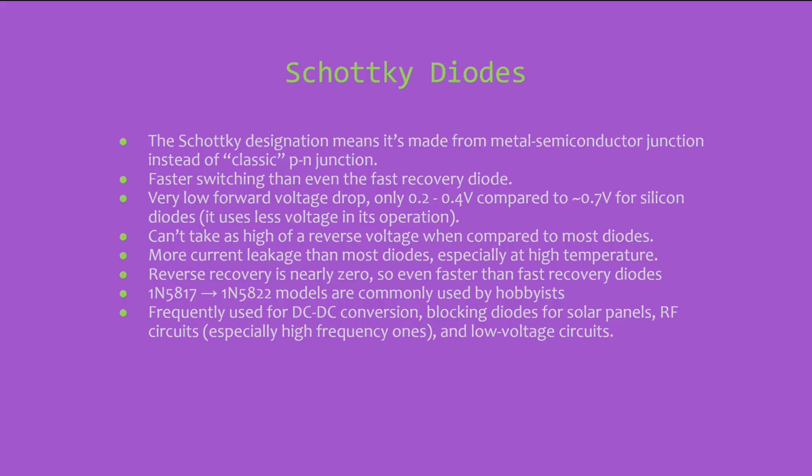It can't take as high of a reverse current though when compared to most diodes. More current leakage than most diodes, especially when you get to high temperature. Reverse recovery is nearly zero, so this is faster than the fast diodes. 1N5817 to 22 models are commonly used by hobbyists. I think that's actually an entire family. Frequently used for DC to DC conversion, blocking diodes for solar panels, RF circuits. It seems like everything uses an RF circuit, and low voltage circuits.